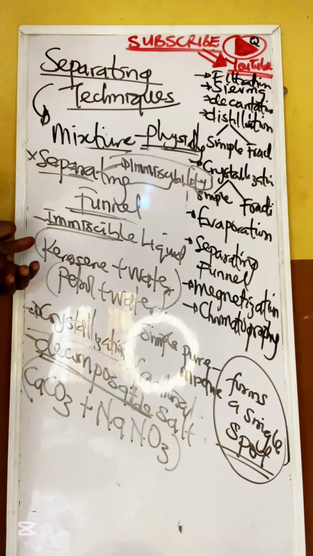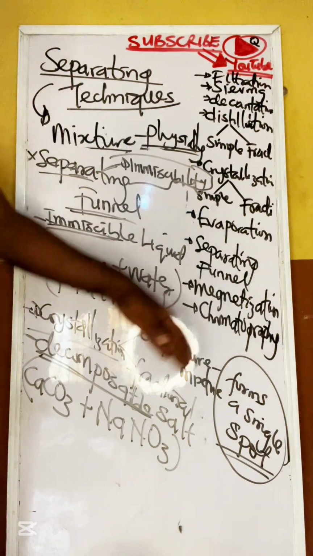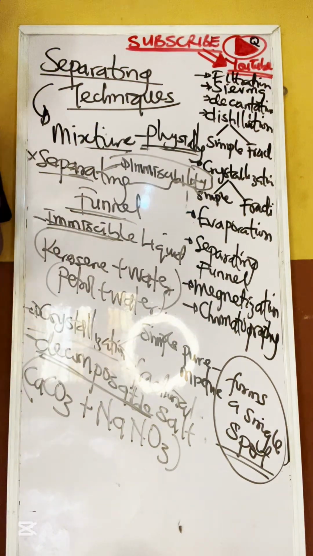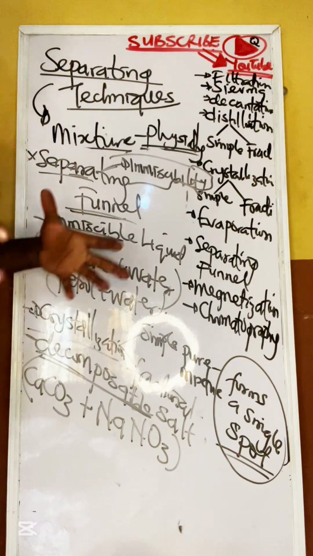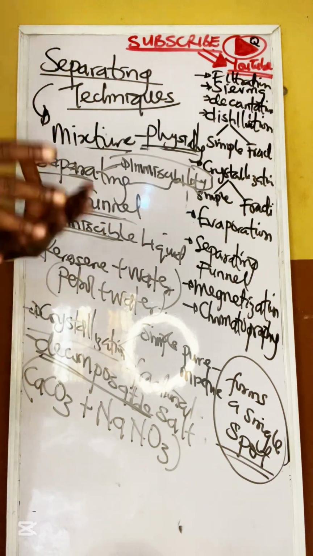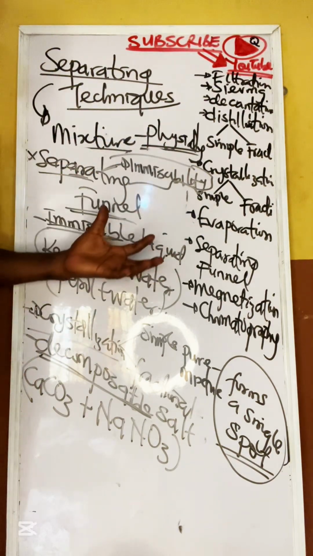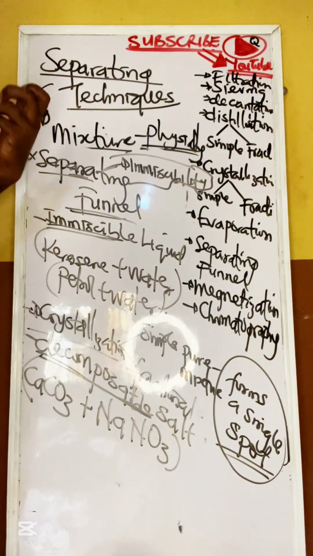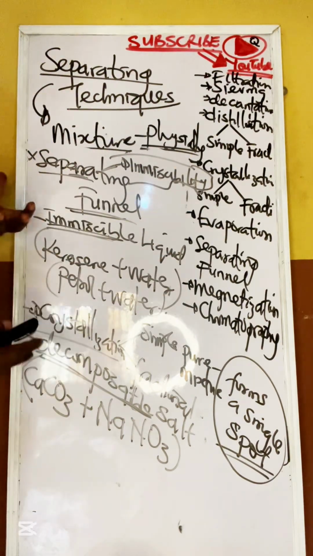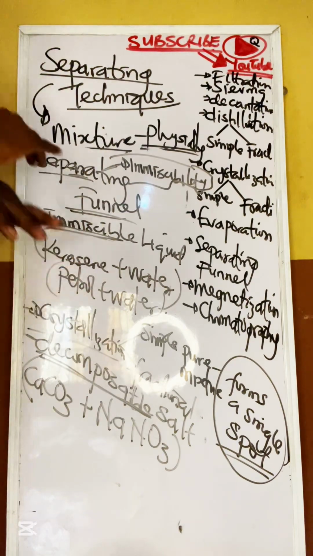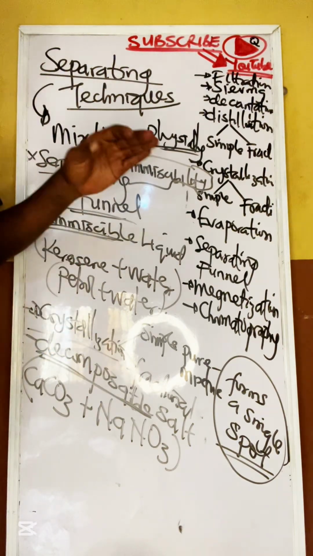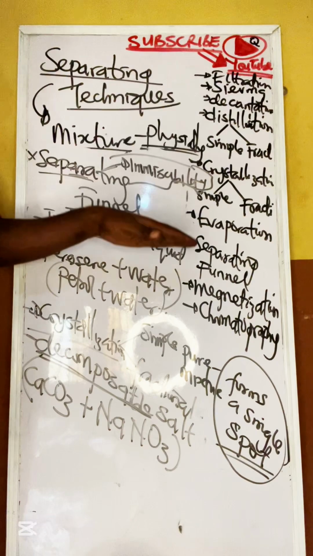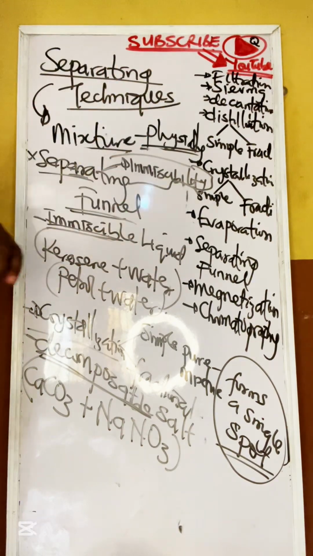I think the last one is magnetization. Of course, any substance that has a magnetic property, for instance, iron. If iron is mixed with other substances, you can use a magnet to attract the iron, so that the other substance is left behind. That is a very good example of magnetization as a means of separation technique.